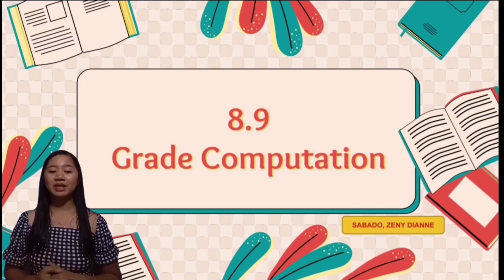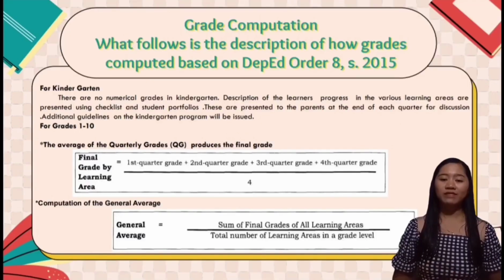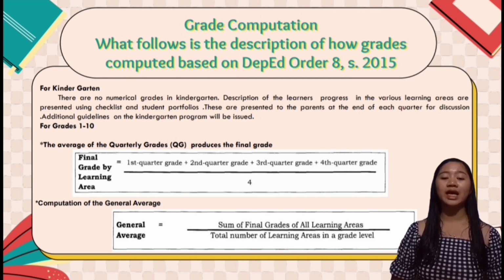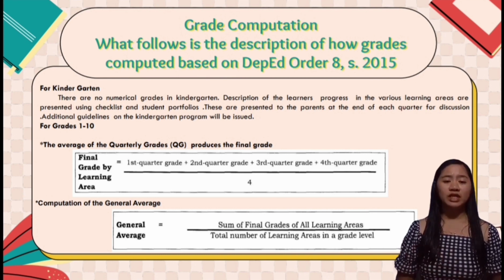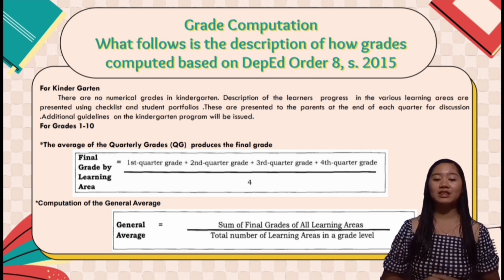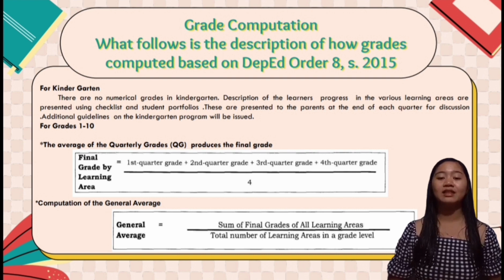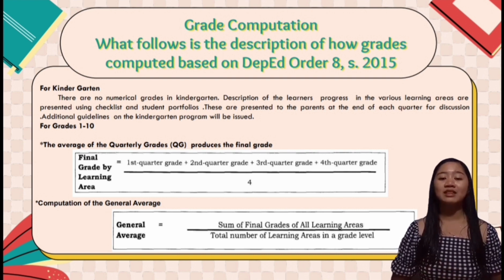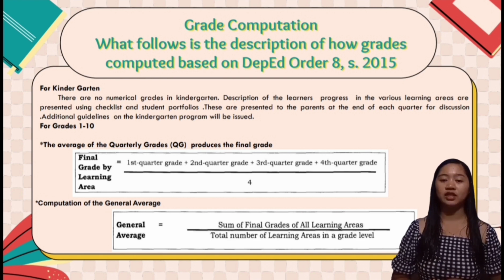So, the next topic is grade computation. What follows is the description of how grades are computed based on DepEd Order 8, s. 2015. So, for kindergarten, there are no numerical grades. Descriptions of the learner's progress in the various learnings are presented using checklists and the student's portfolio. These are presented to the parents at the end of each quarter for discussion.